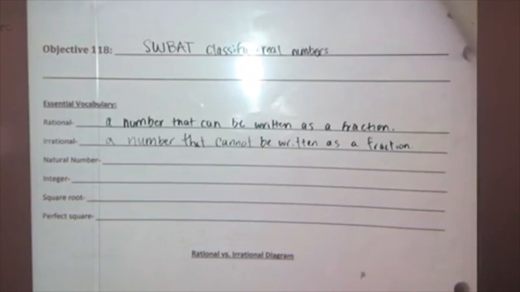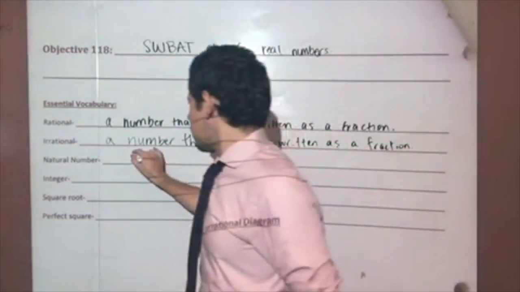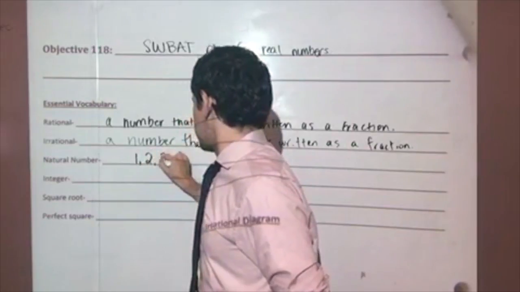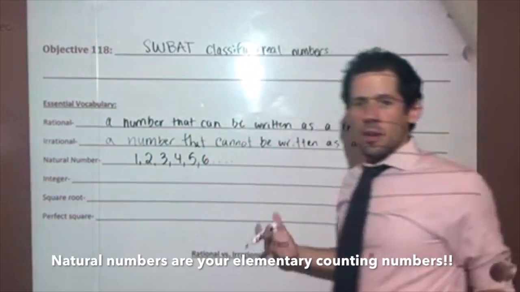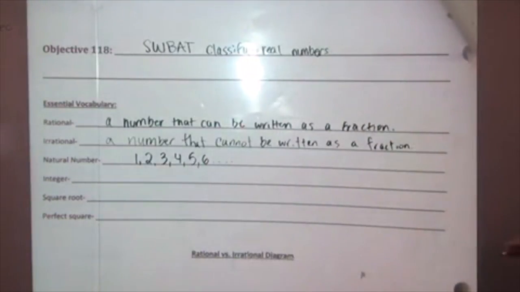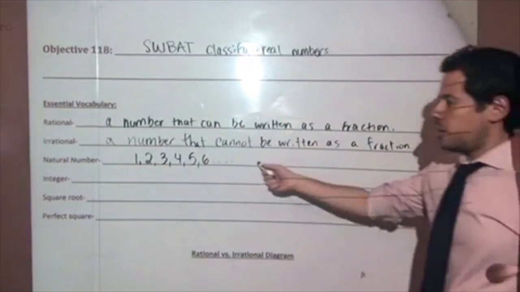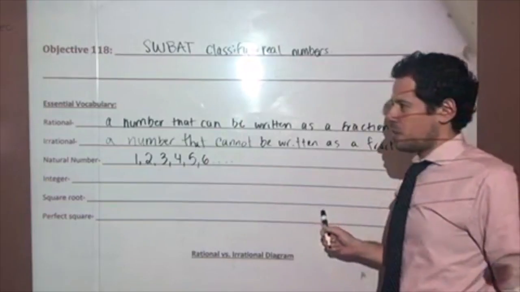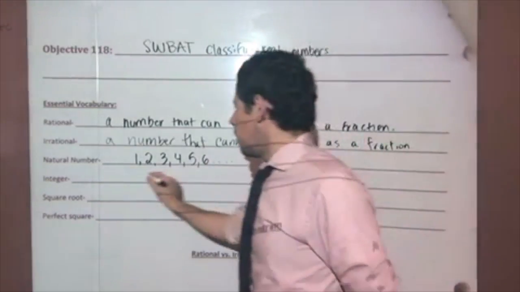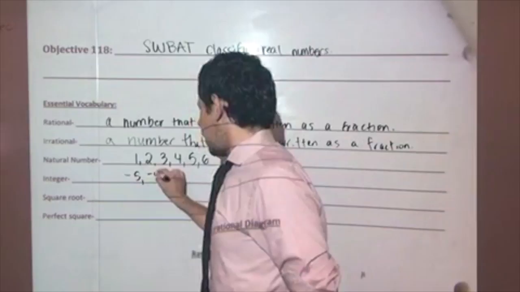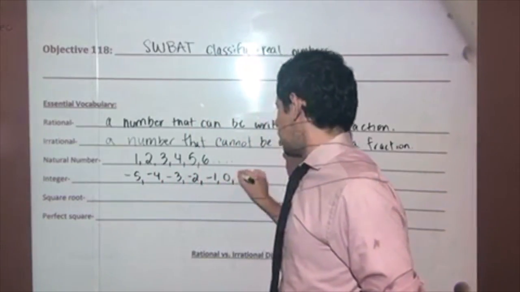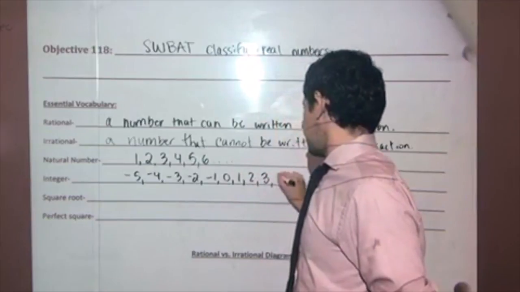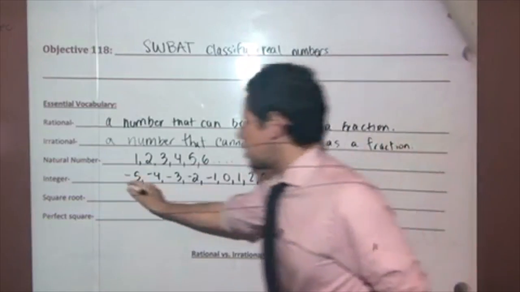A natural number is a number that we think of when we count. Numbers like 1, 2, 3, 4, 5, 6, etc. Those are your natural numbers. Integers include these, but they also include the negative natural numbers. So, for example, negative 5, negative 4, negative 3, negative 2, negative 1, 0, 1, 2, 3, 4, etc. In both directions.